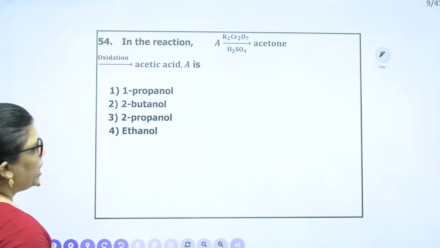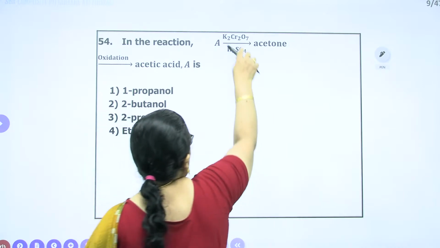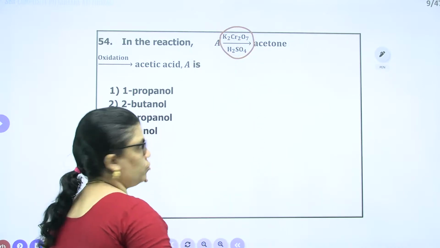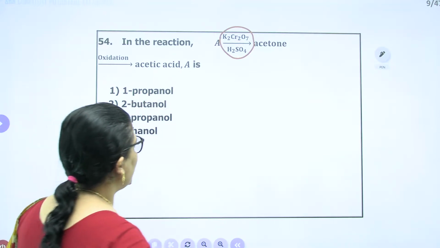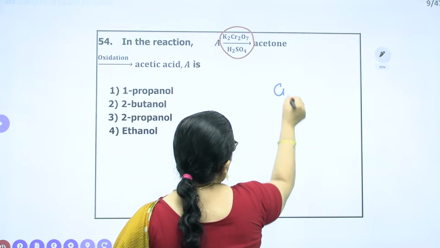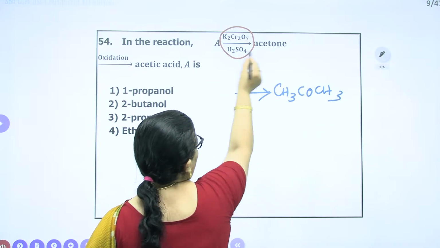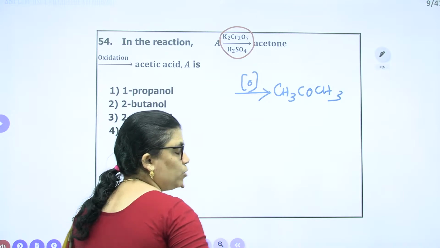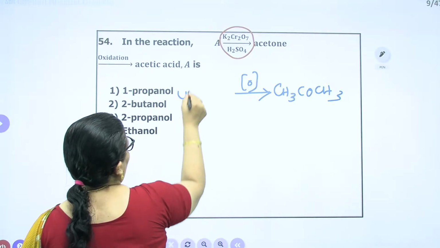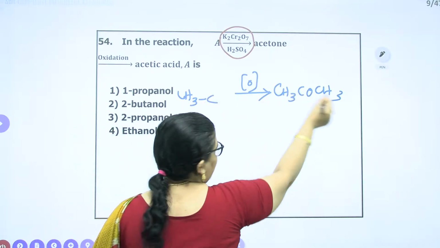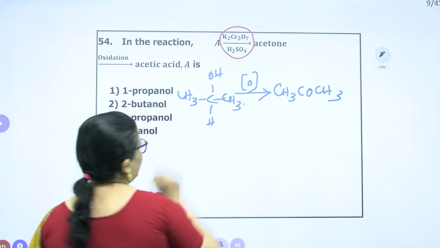Okay, 54. In this reaction, A is converted into acetone. A is oxidized because here we are going to use an oxidizing agent. Acetone, which on oxidation gives acetic acid. To get acetone, I'll write the reaction. Acetone is CH3COCH3, obtained by oxidation using acidified potassium dichromate. Ketone is obtained from a secondary alcohol. How many carbon atoms? A 3 carbon atom alcohol, CH3CH(OH)CH3.